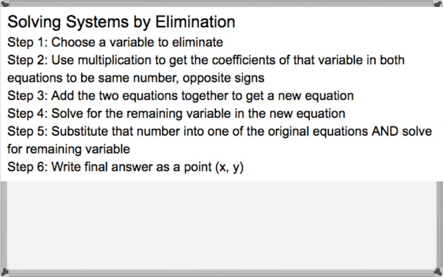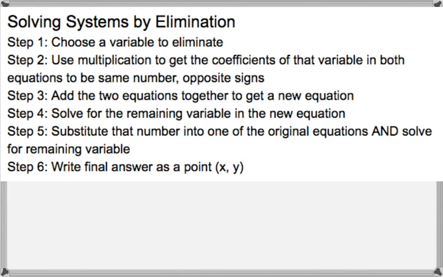In this video, we are going to go over how to solve systems of linear equations by elimination. As you can see here on the screen, we have our 6 steps that we're going to be following listed out for you. Step 1, we need to choose a variable to eliminate. Step 2, use multiplication to get the coefficients of that variable in both equations to be the same number, opposite signs.